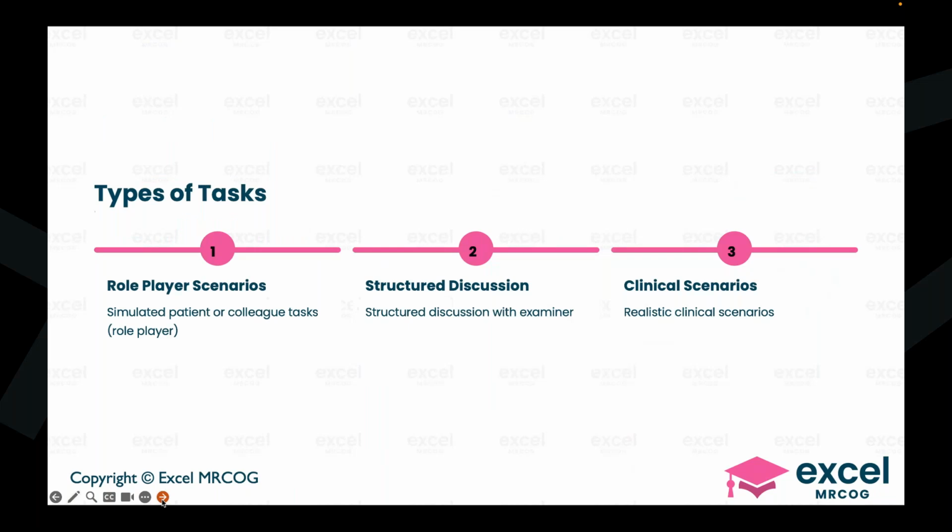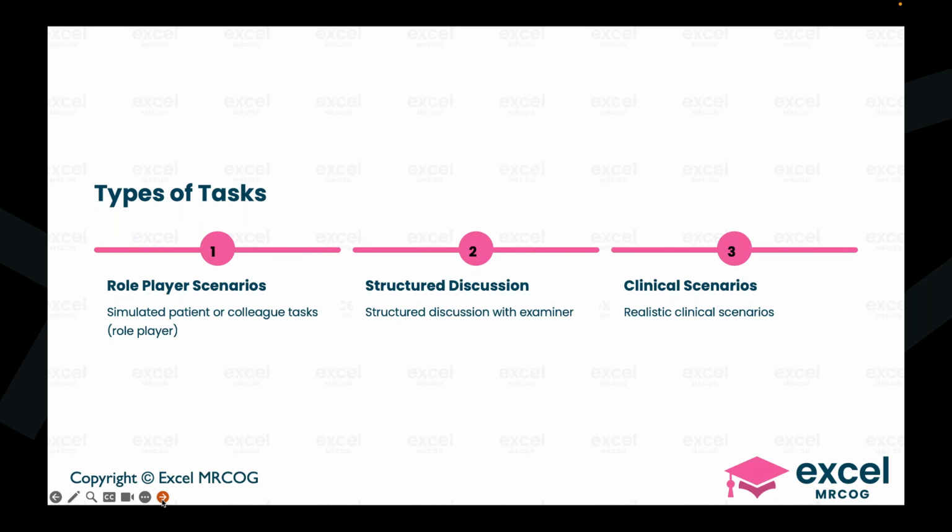So what are the types of tasks you have? You have the role player scenarios, which is a simulated patient task, wherein there is a role player who is playing the role of the patient, and you are the candidate, and there is an examiner who is sitting right there, who is assessing you as you would be talking to the role player for a straight 10 minutes. There are structured discussions, which are viva kind of scenarios, wherein a situation is provided to you and you are questioned on that situation. That is a single examiner.